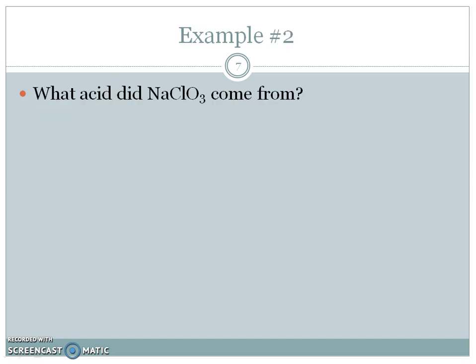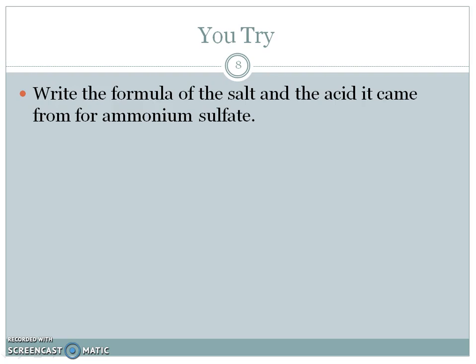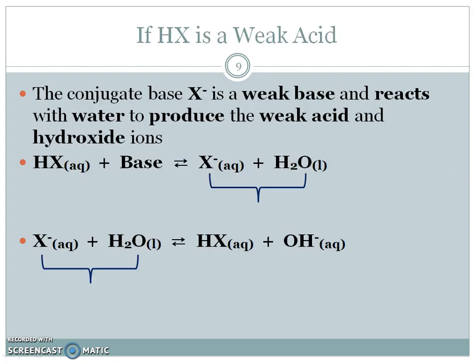So what do we need to understand? Well, we need to understand that if I'm forming this salt, what acid did it actually come from? Hint, hint, hint: we take that cation away and replace it with our H+ ions. So you get chloric acid. In this case, it's strong. So can you come up with the formula for ammonium sulfate? That would be the salt. And can you come up with the acid? Again, take the cation away, changing it to the H+, however many you need, to make the compound of the acid it came from. That you should have gotten, and that you should have gotten. Again, another strong acid, sulfuric acid.